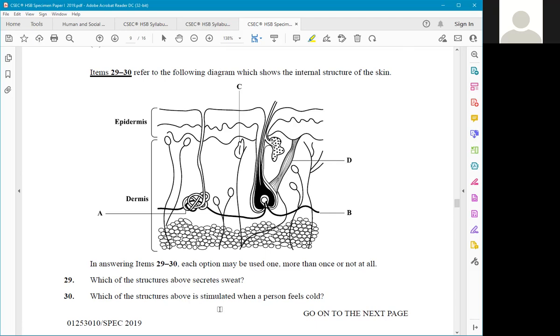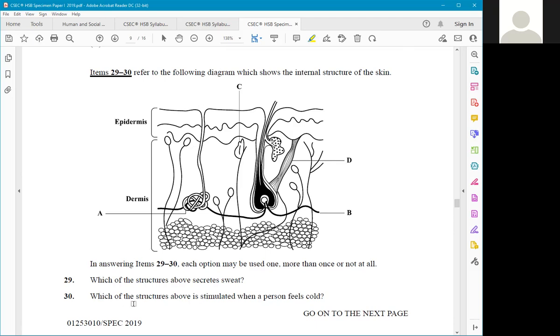Which of the structures above secretes sweat? Oh, we have the sweat glands here, this coiled tube. So our correct answer would be A. It secretes sweat. The sweat comes up through the pore and evaporates from the surface.